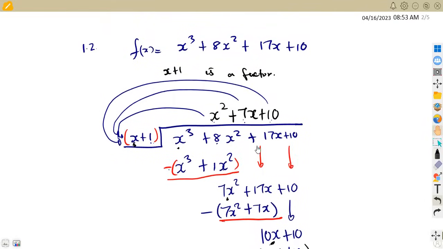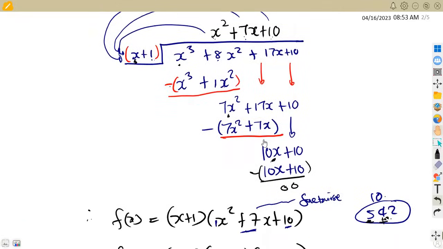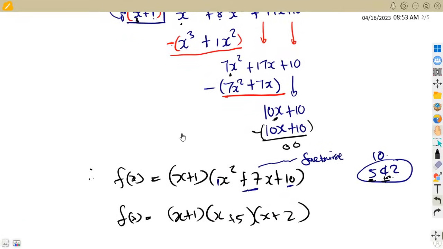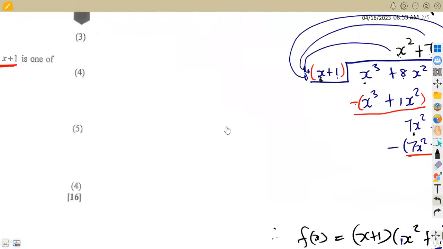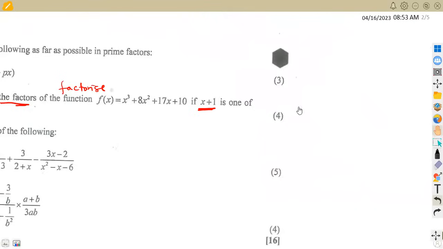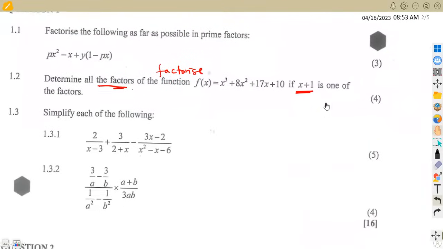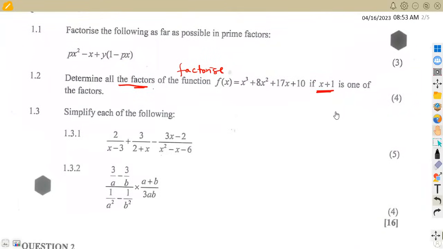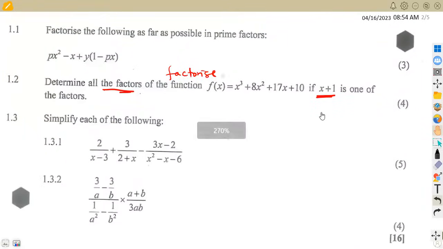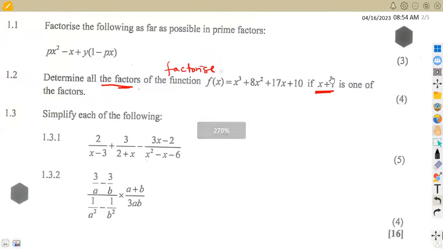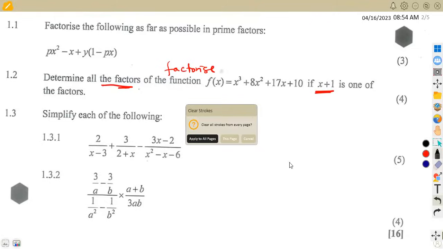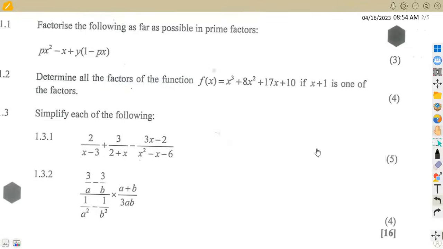So this is how we were supposed to attempt this question. It was all about your long division. Then you can factorize the remaining part of the quadratic expression. All right, we move on to question 1.3. Simplify each of the following, and we've got 5 marks on that. All right, that is to add, then to subtract, and so forth. Okay, so let's see how we can attempt these typical questions 1.3.